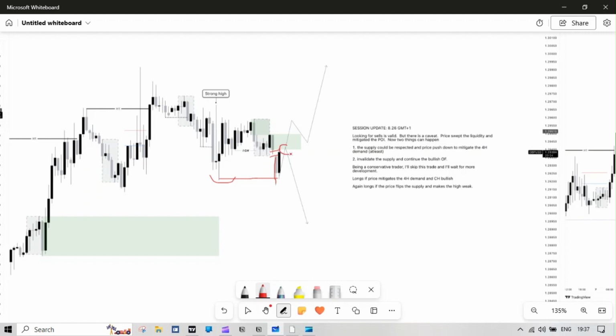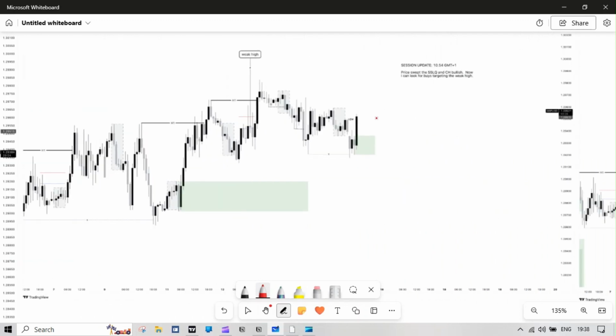So here two things can happen. One is price can respect this POI and push the price down, making an H1 BOS bearish, or price can flip this supply and continue going up and continue making the H1 BOS bullish. So both the scenarios are possible. So at this point of time, I'm not interested to trade. I'm just interested to sit back and watch what the price is doing, and according to that, I'll look to trade. So that was my plan.